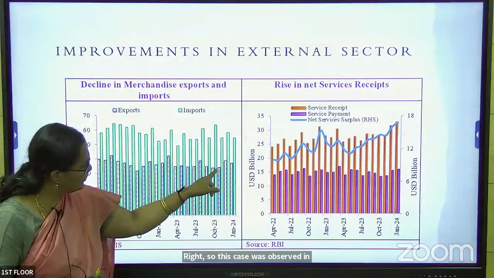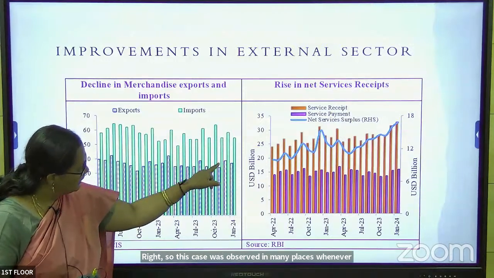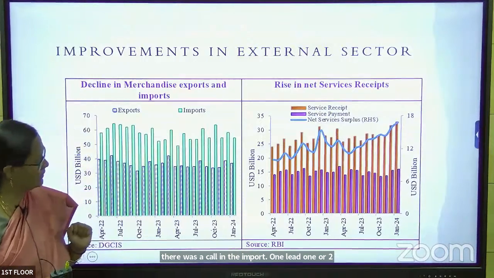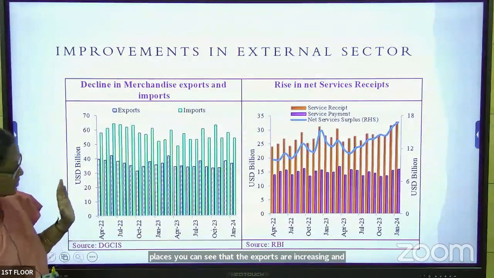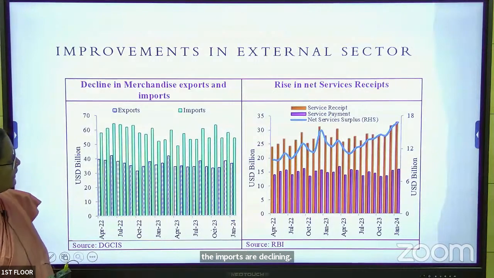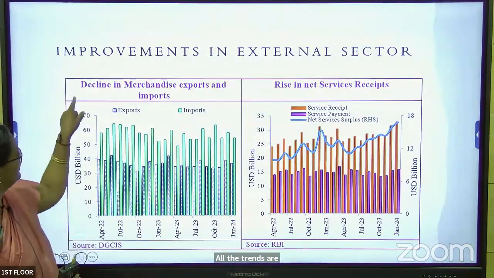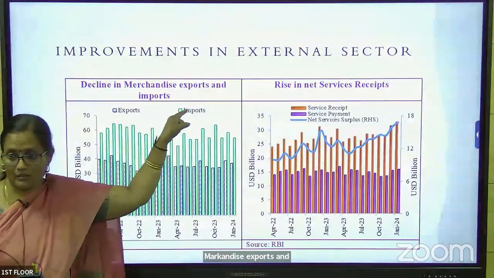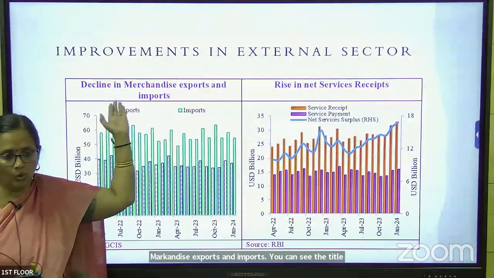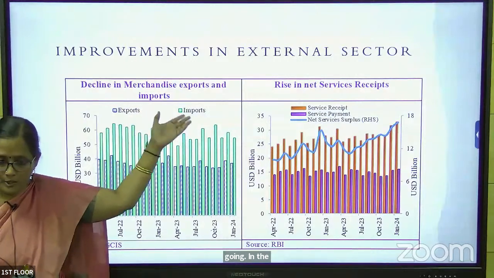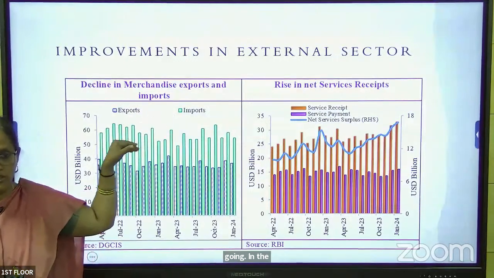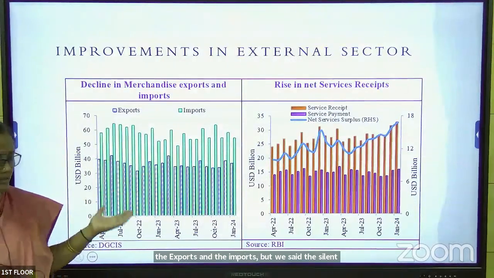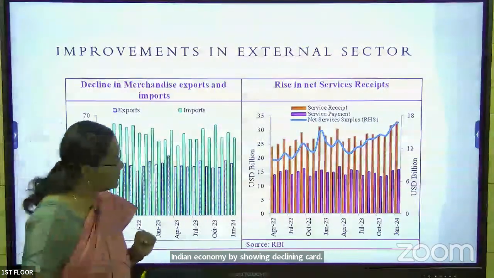Whenever there was a fall in the import, you would have also observed only in 1 or 2 places you can see that the exports are increasing and the imports are declining. All the trends are there, but generally this is what the government has presented, that there is a decline in the merchandise exports and imports. You can see the title going in the decline way on both the words, decline in the exports and the imports. But we said resilient Indian economy by showing declining card. So you have to understand this.